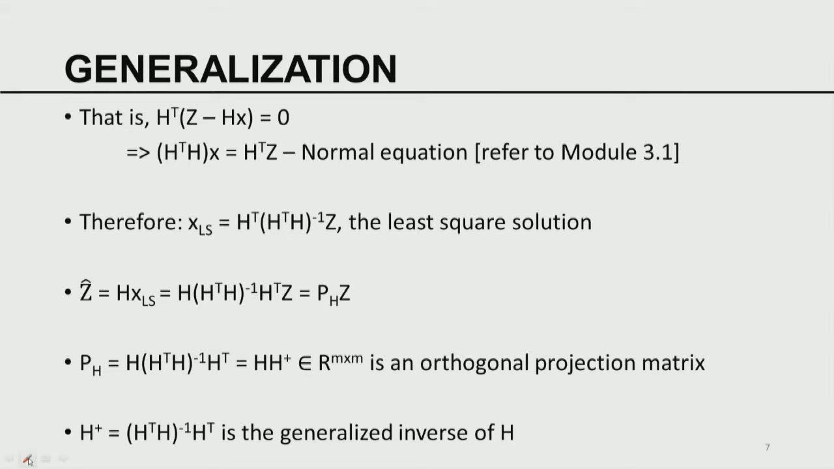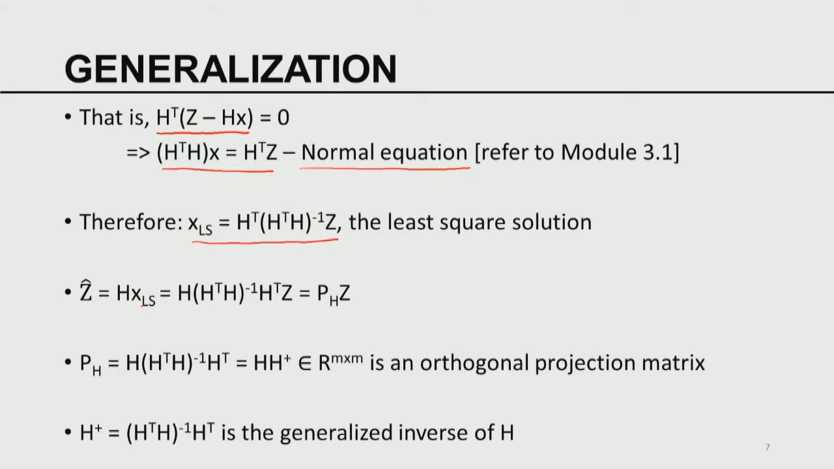Therefore, we would like to enforce this condition, which is H transpose times (z minus Hx) must be equal to 0. That essentially gives you the normal equation, which is H transpose H x equal to H transpose z. This is called the normal equation. The solution to this normal equation is given by x least squares equal to H transpose H inverse H transpose z. So the least squares solution is given by this expression.